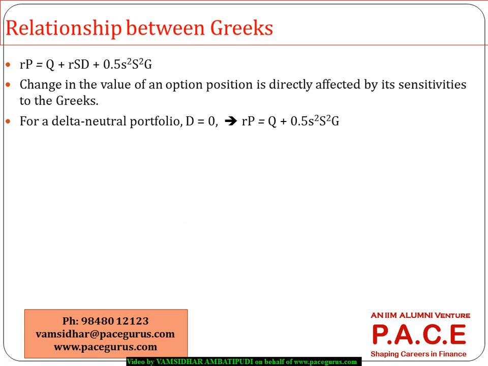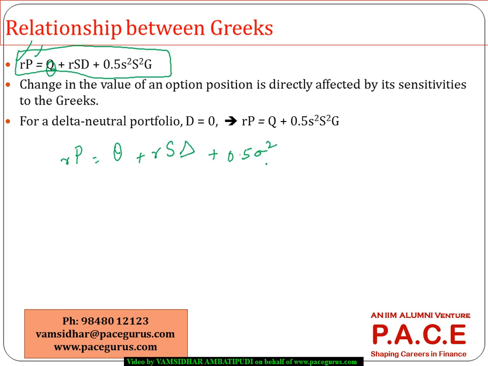So this is one example which has been given as a simple relationship that exists between the various Greeks. The rho times the portfolio value is equal to theta plus again rho times the spot price times the delta plus 0.5 times the volatility squared times the spot price squared times the gamma.